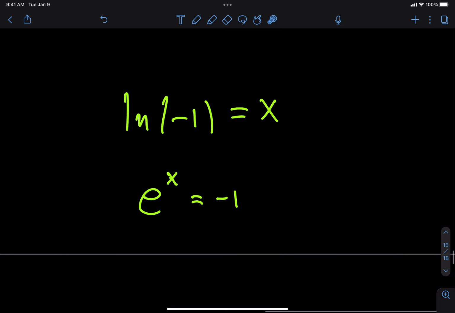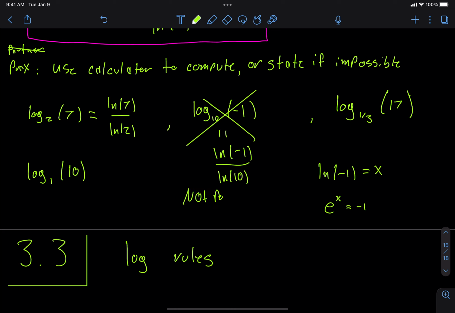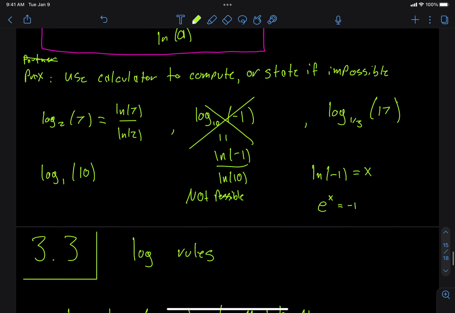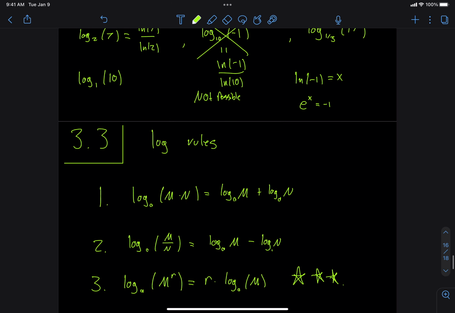Okay, so this is a big no-no. We can't do something like log base 10 of negative 1. Not possible. All right, well, we'll probably stop there and pick this up next time with some log rules.